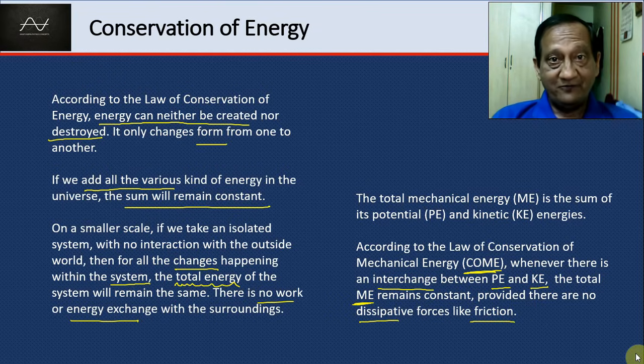So I hope you found the concept of potential energy very interesting. We will continue this discussion on COME in the next session.